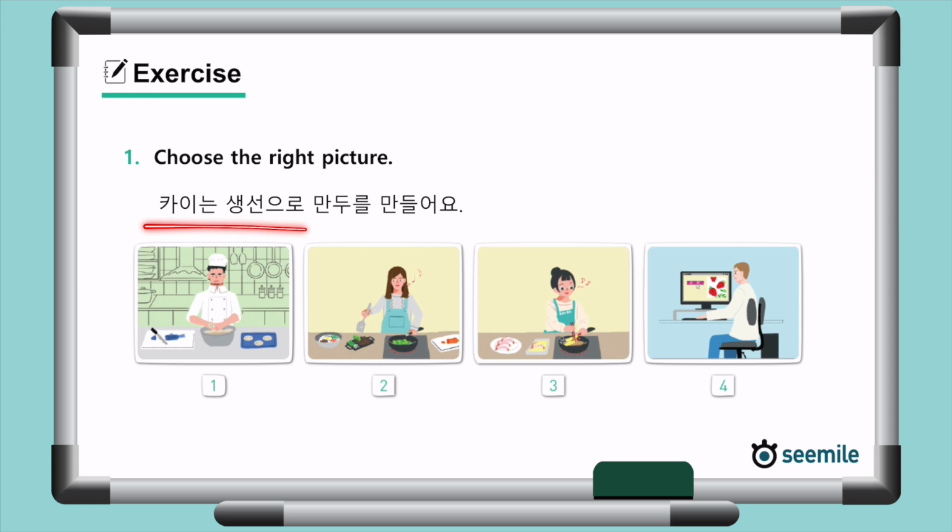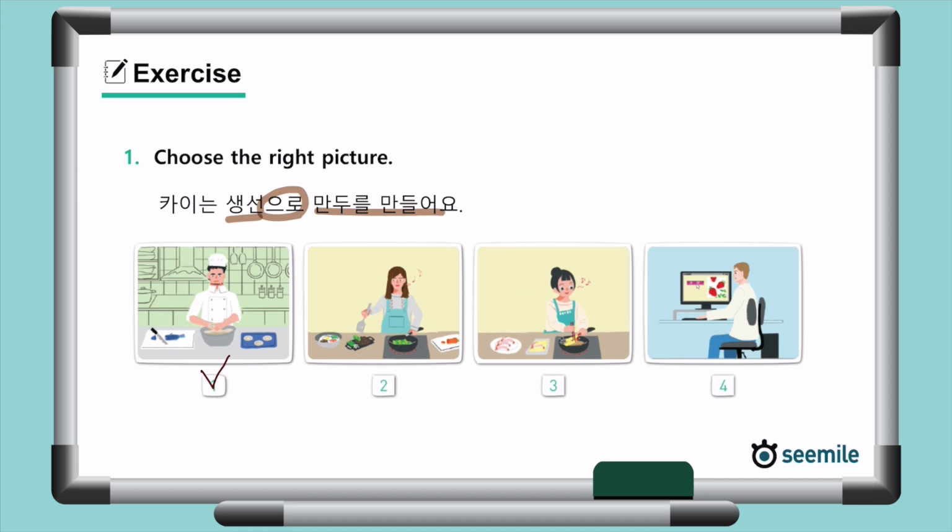Next, 카이는 생선으로 만두를 만들어요. 으로 is the particle to show an object's ingredients or a method for doing something, so this means that 생선 is one of the ingredients used by Kai to make dumplings. And number 1 best describes this sentence.